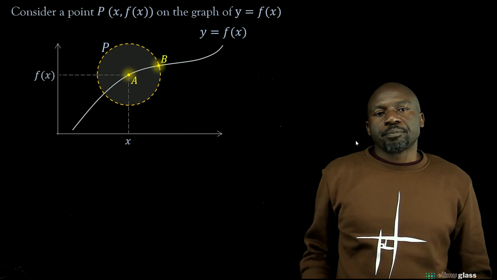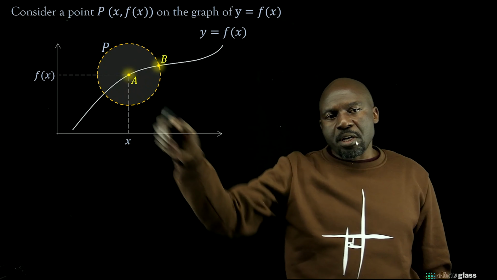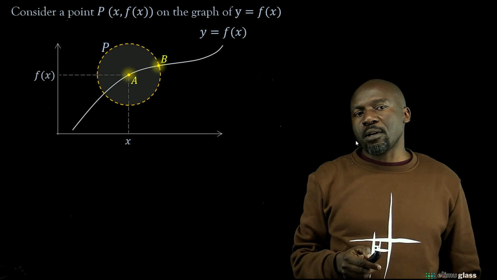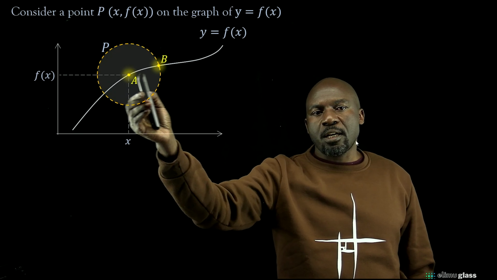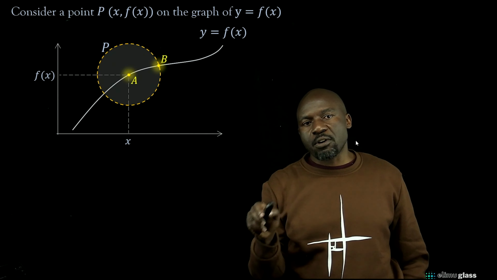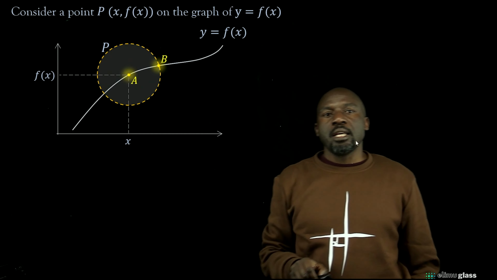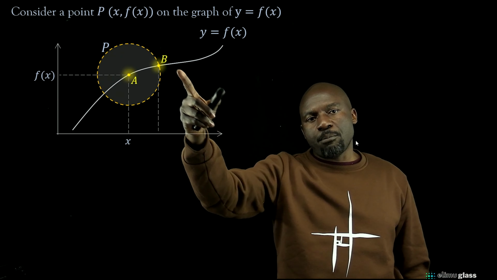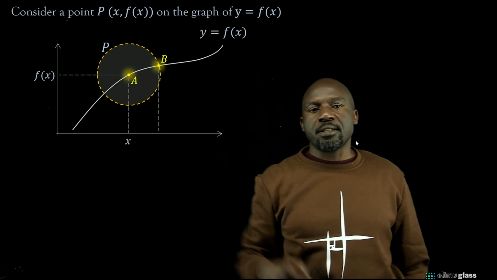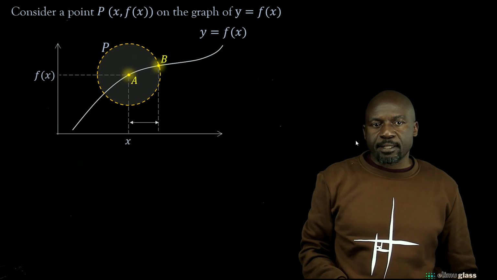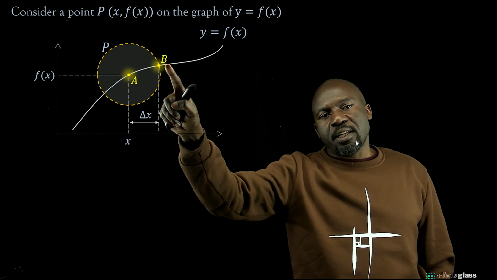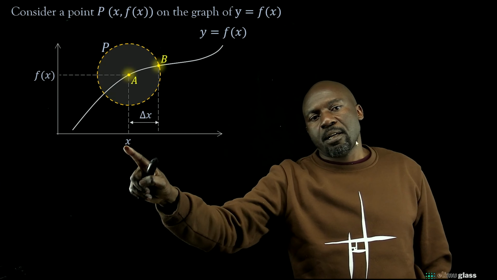Now, if my point P is tiny enough, then the radius of that point P is very, very small. The radius means the distance from here to there. The distance from A to B is very, very tiny, since I am considering a point that is very, very small. In that case, I can draw a line from point B, and this must be a very, very small distance since my circle is tiny. Let that distance be delta x, delta meaning a small change in x. If that's the case, then the x coordinate of point B must be x plus delta x.